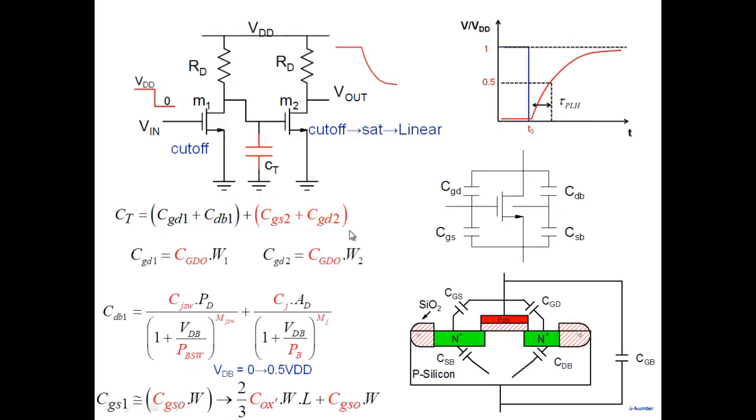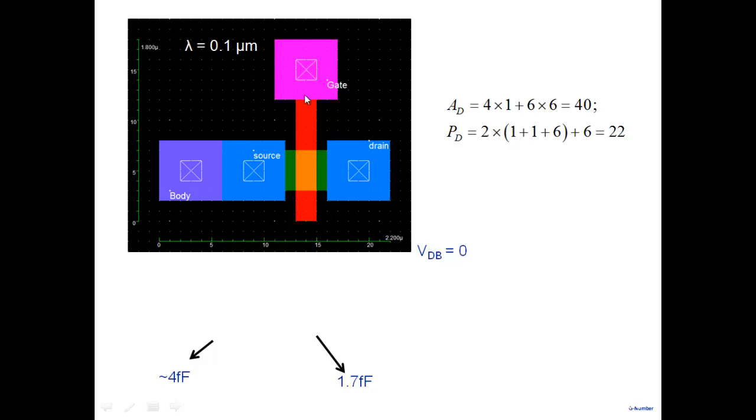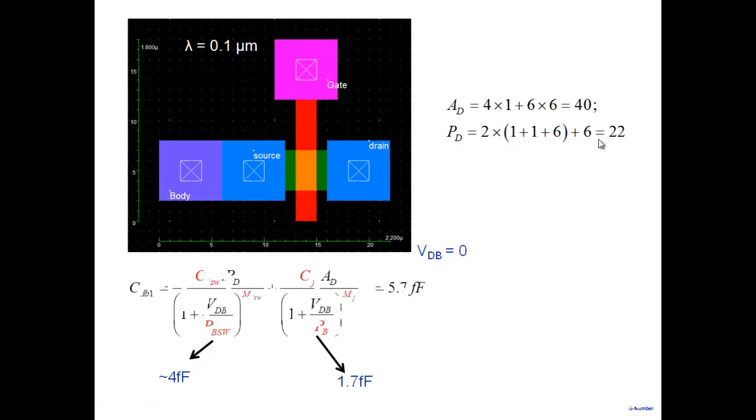Alright, so let me just quickly show what the capacitance values are. In order to compute the capacitances, even these values that are given, I need the area drain and the perimeter drain, everything else information I have. Alright, so we did a layout of this transistor. Area drain was 40, perimeter drain was 22, and we can determine the drain to body capacitance, assuming drain to body voltage is 0. So it turns out to be 5.7 femtofarad. Note that the perimeter part is 4 femtofarad, the area part is 1.7 femtofarad.